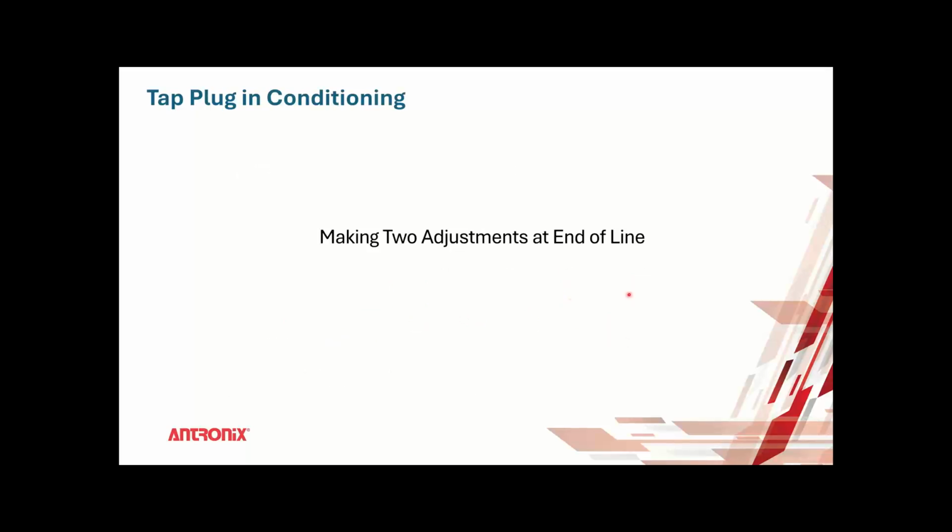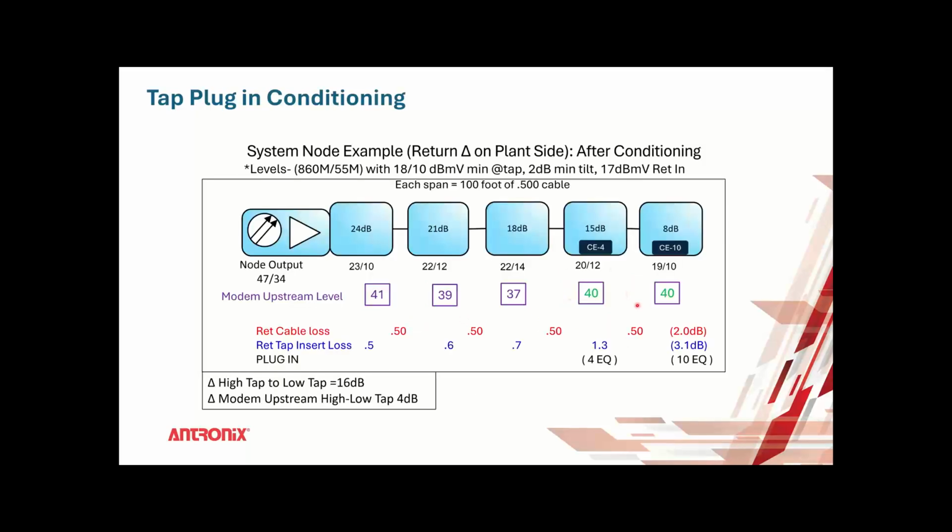By just making two adjustments at the end of the line, we're going to add a cable equalizer on the 15 tap and another cable equalizer on the 8 tap, a 10 dB version. This attenuates the upstream by 10 dB and boosts the cable modem signal up by 10 dB. This boosts it up by 4 dB. You can see now that the cable modems are all transmitting in their sweeter spot, and the variation from highest transmit level to lowest varies only 4 dB in this scenario.